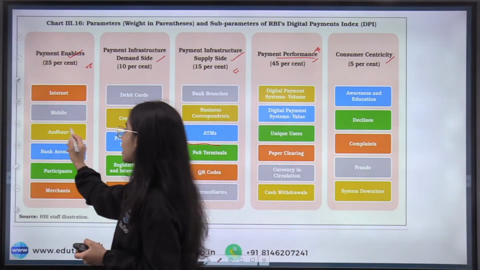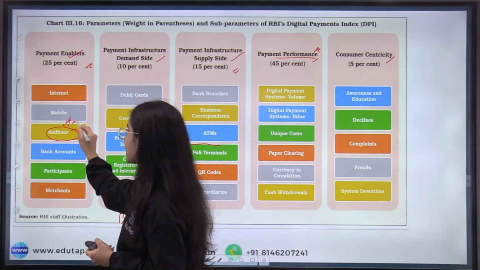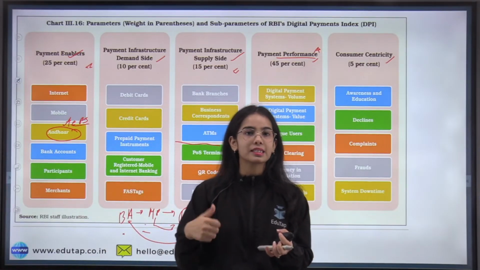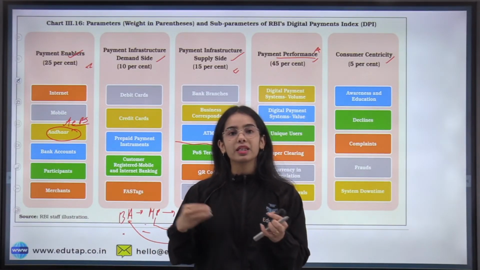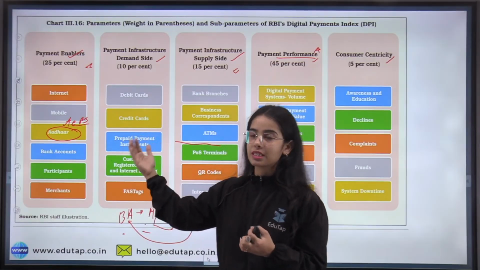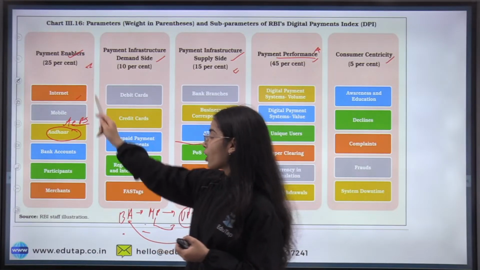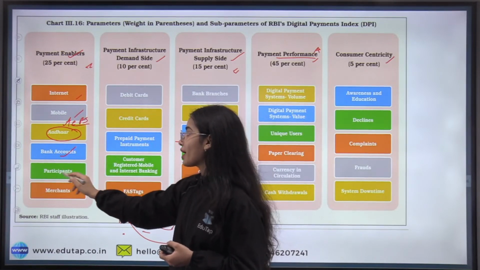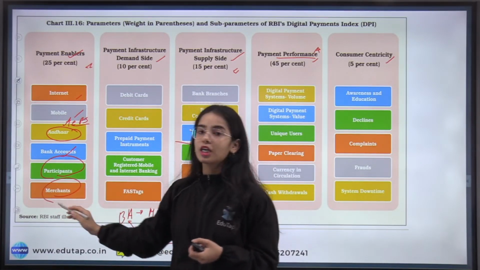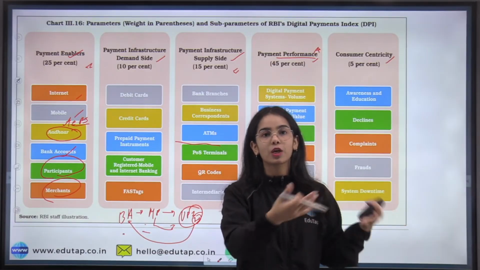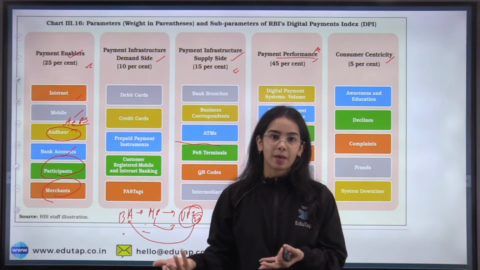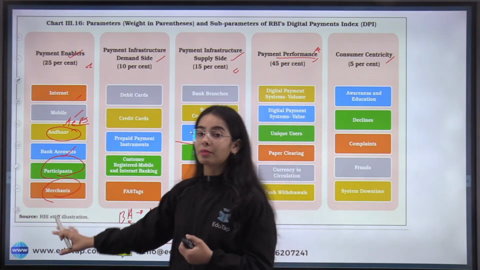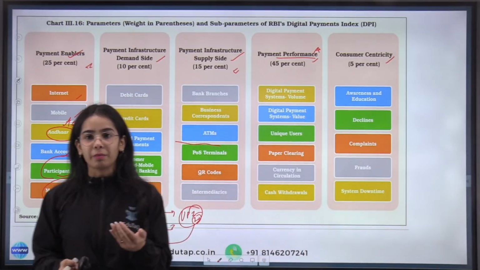Okay, the Aadhaar card is important because there is the Aadhaar enabled payment system, where you just provide your Aadhaar card details and the biometric, and then you can make the payment. The internet is required for UPI transactions, the mobile phone is required, the bank accounts are required, and the participants and the merchants are required. If there are no participants and no merchants, the payment will not happen. Digital payments or any kind of payment cannot happen, right? So these are the payment enablers.